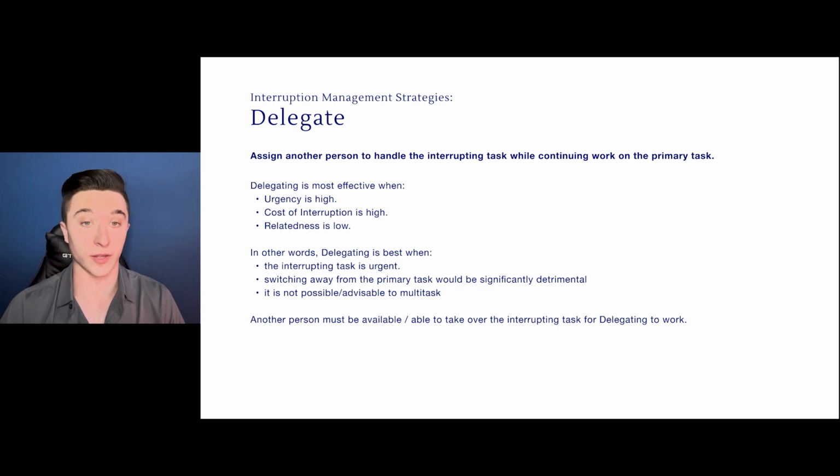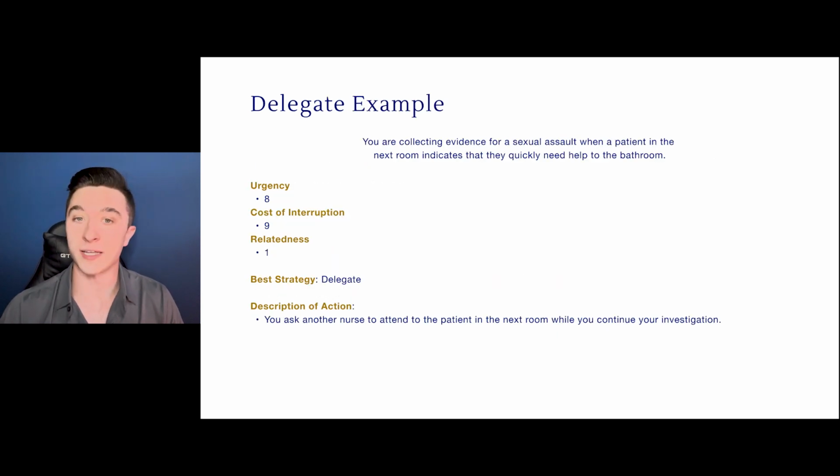So here we are in another example. We're collecting evidence for sexual assault when the patient in the next room indicates that they quickly need help to the bathroom. So for this interruption, the urgency, once again, this is the same interruption we had before, it's an 8, but this time the cost is a 9. We cannot interrupt this for almost any reason. Like, the only reason you'd be able to interrupt this is if there's an earthquake, probably. But you can't do either of these at the same time.